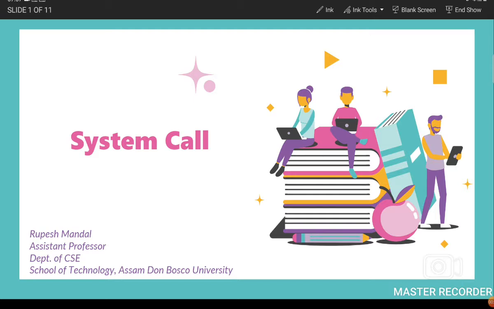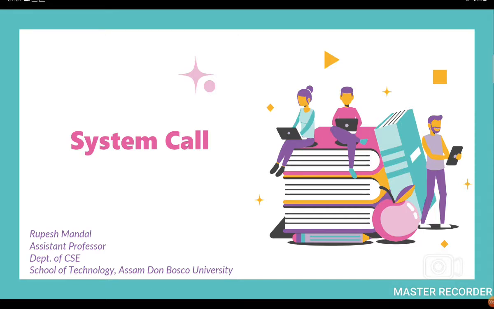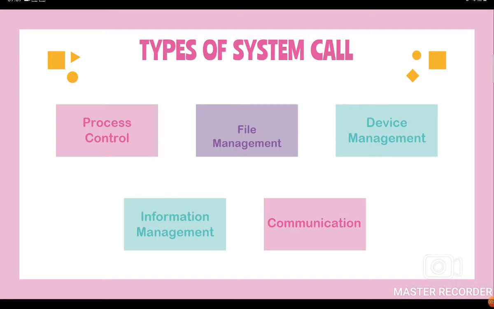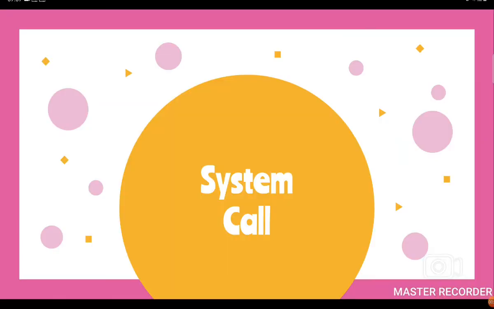So in today's lecture we will be going through a new topic which is called system call. So let's get started with system call. There are various types of system call that we have in our course. All those system calls are process control, file management, device management, information management and communication. We will go through them one by one in detail, and we will get the basic idea of what exactly a system call is. So without any further delay, let's start.